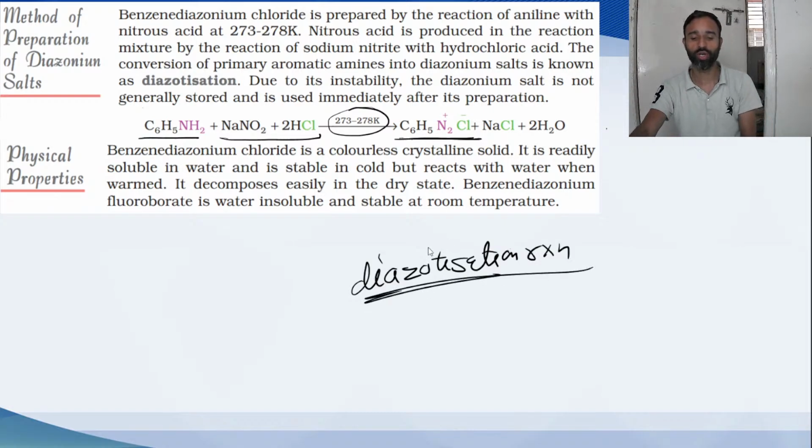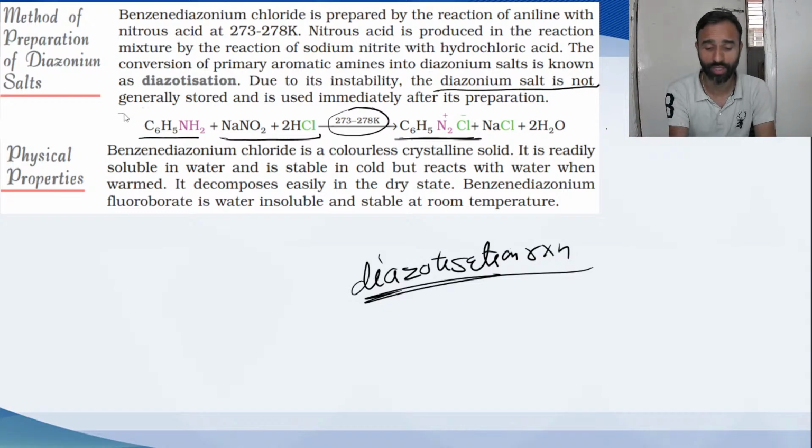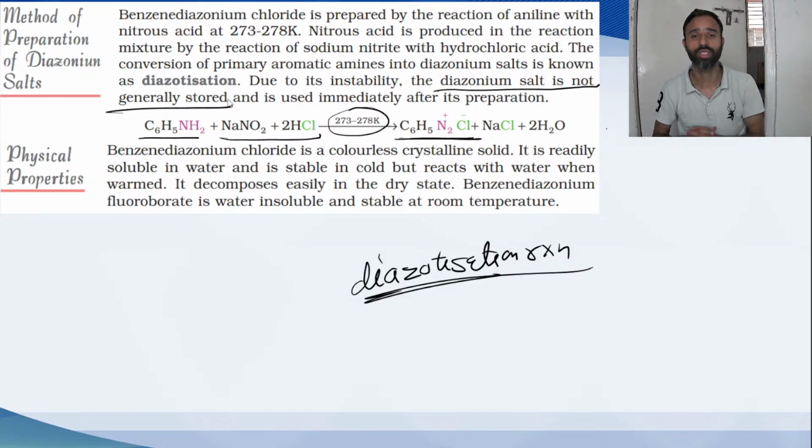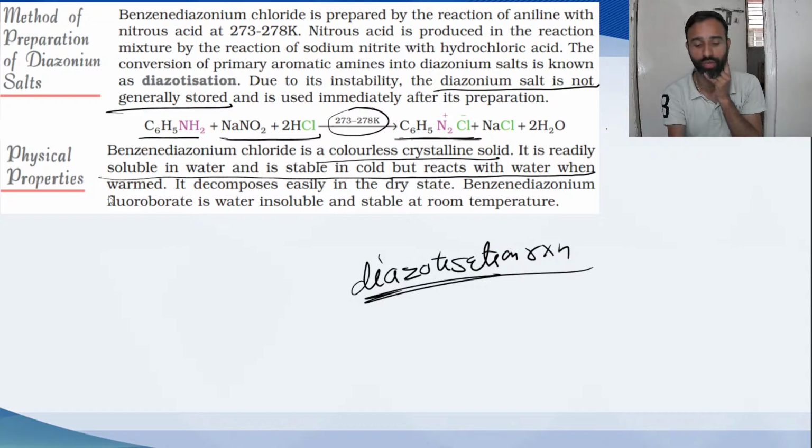This diazonium salt cannot be stored because it is highly unstable, so it is used immediately after its preparation. It is a colorless crystalline solid, readily soluble in water, stable in cold, but reacts with water when warm. It decomposes easily in the dry state. Benzene diazonium fluoroborate is water insoluble.